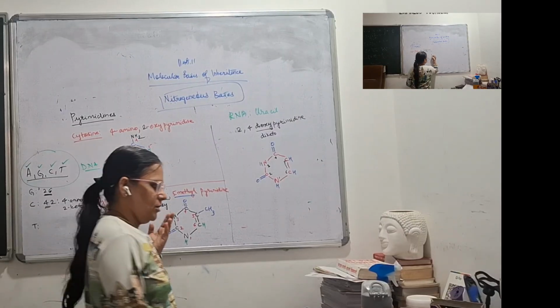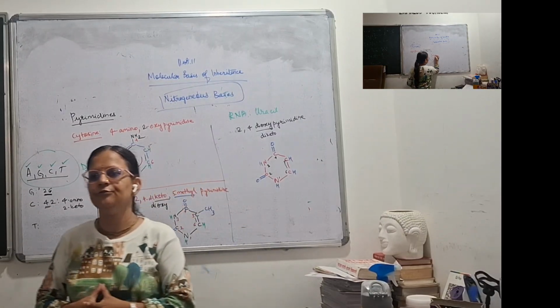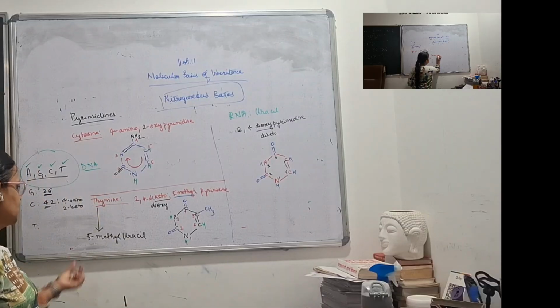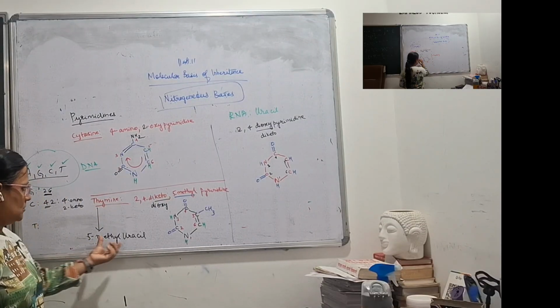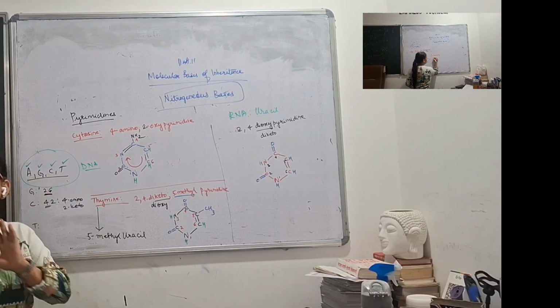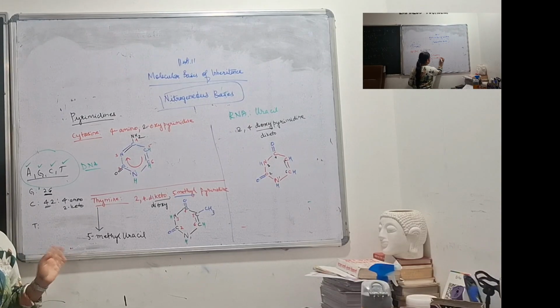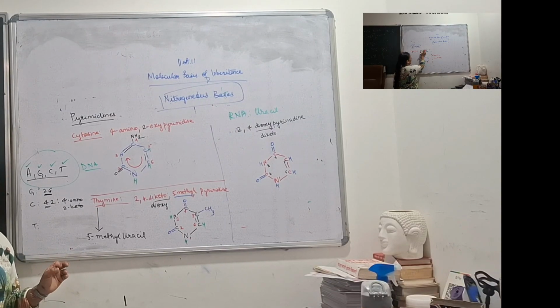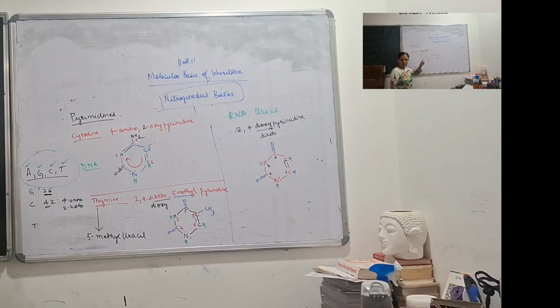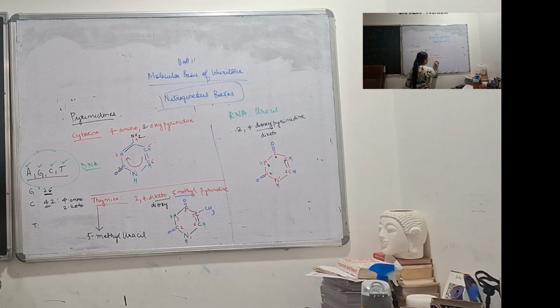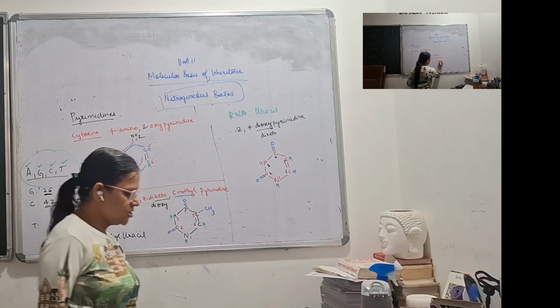So in the exam, you should not get confused between these names. 5-methyl uracil is not uracil, children. It is thymine. It is not uracil. Often they will put such questions wherein they will make you confused. So, I hope this is pretty clear.